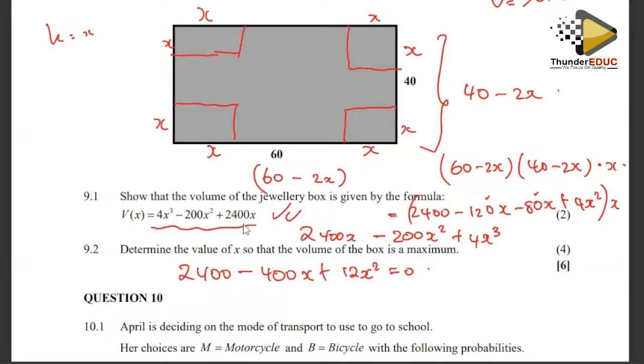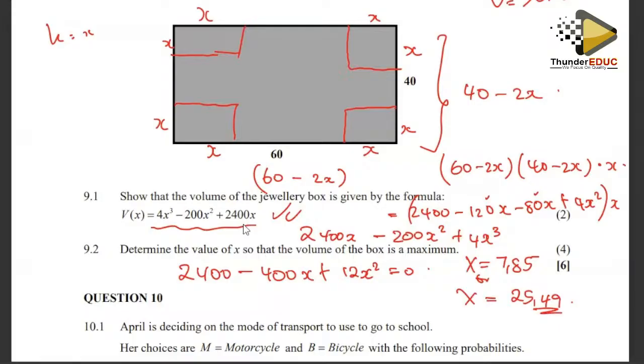We can do the substitution into the calculator because factorizing this is going to be a bit hectic. So I'd rather we use the calculator with the quadratic formula and then find our value of x. Okay, so that is, we said 4, no, it's 2400, sorry, 2400. So either x is going to be 7.85 or our x is 25.49.